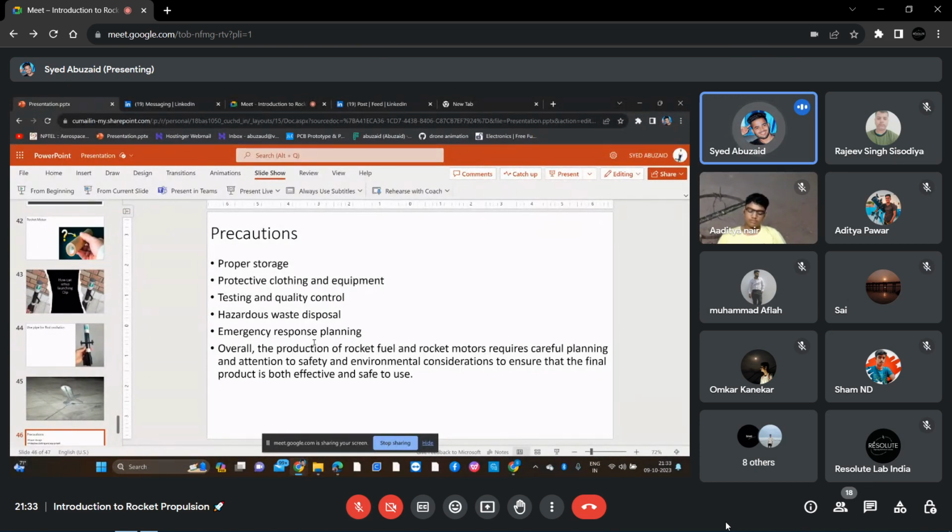Protective clothing and equipment: while making all this stuff, don't wear plastic material like silicon or anything. When you are doing all this, use cotton cloth, and the equipment we use should be made of wood or rubber.